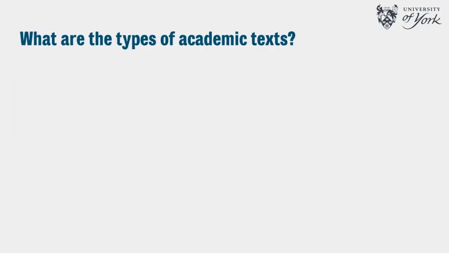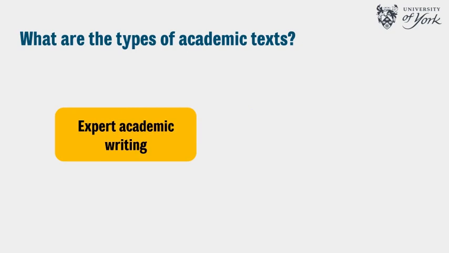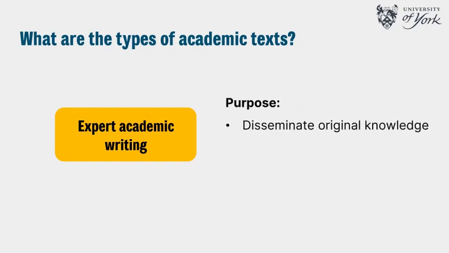Let's have a look at the types or genres of academic texts. There are many types or forms of academic writing, each with slightly different structures, purposes, and audiences. We can divide the types of academic writing into two categories: expert academic writing and student academic writing. The purpose of expert academic writing is to create and disseminate new knowledge in a field. The primary audience of this form of writing are other experts in the subject.